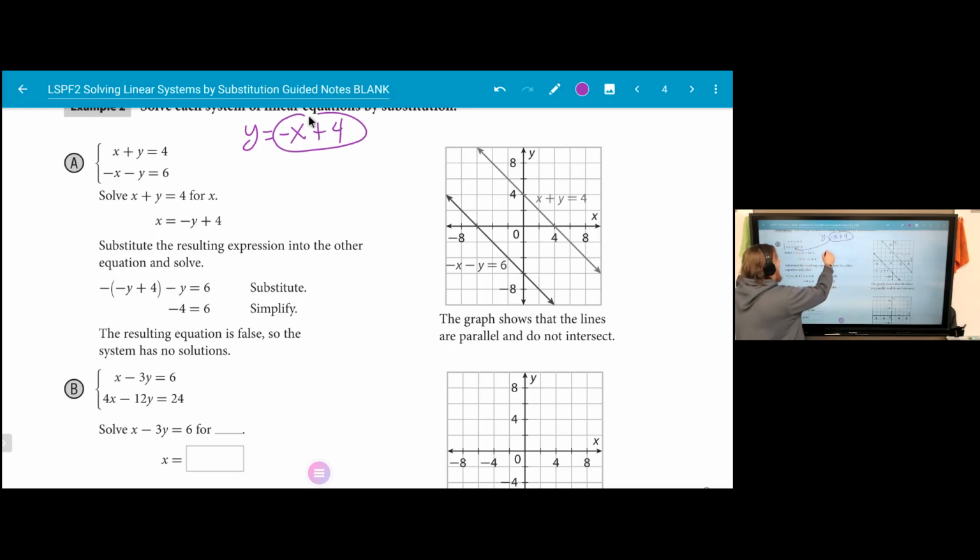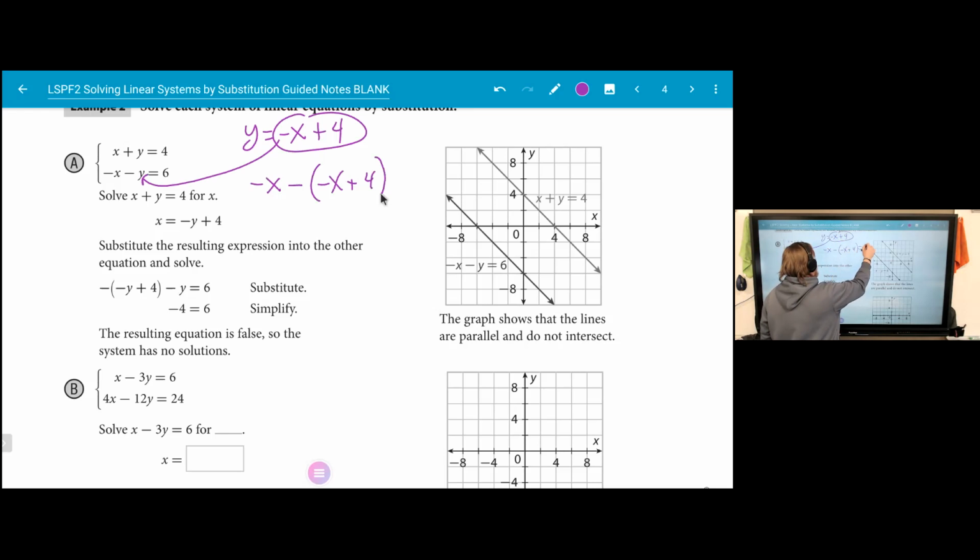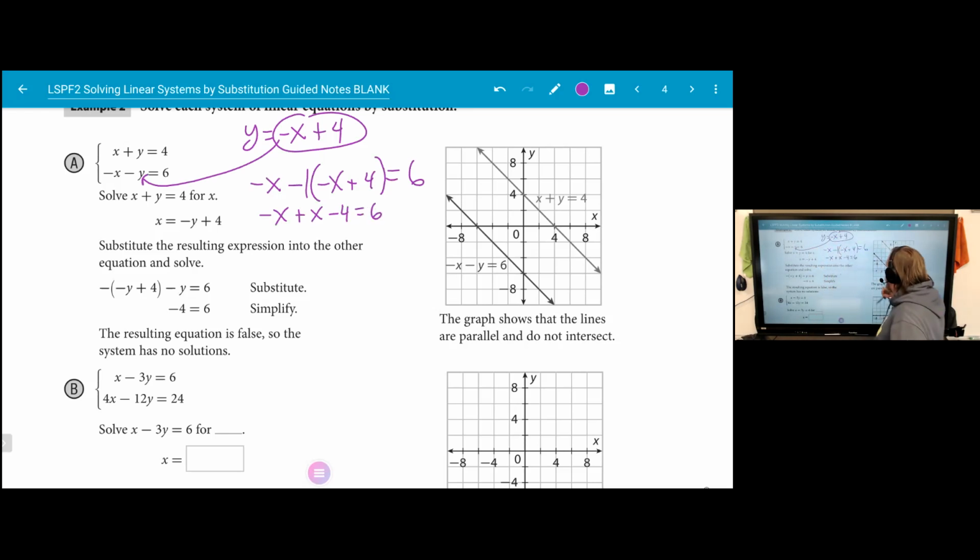And if I do that, I have negative x minus, and in this case, remember, this is the parentheses, negative x plus 4 equals 6. Remember, I substituted that in. Now this is another one of those cases where it's important. I have to distribute a negative 1 to the negative x and the positive 4. Plus x minus 4 equals 6. Well, this is about to get real interesting here, because negative x plus x is 0.